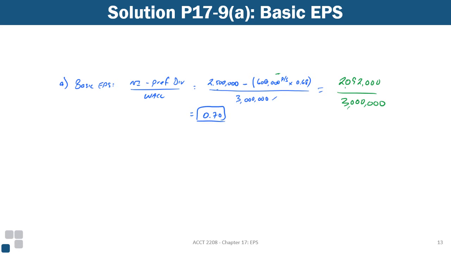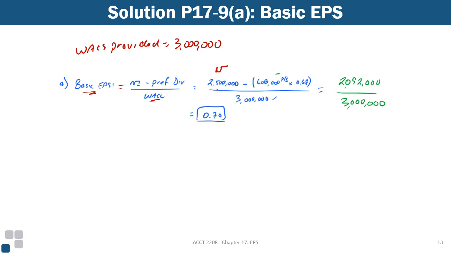All right, so now let's look at solving part A, basic EPS. Remember, the weighted average common shares was already provided. And that was basically 3 million shares. So if you're looking for step one, we don't need to do it.